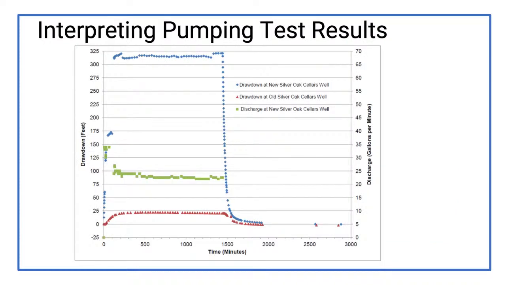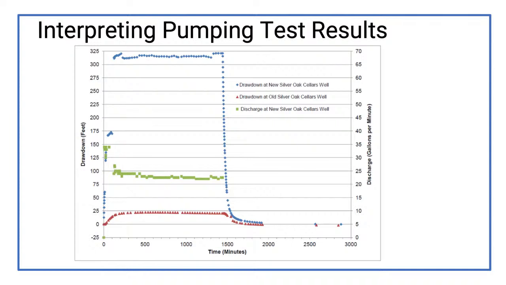So this is an example of an actual pumping test we did on a winery well in California. There were two wells there. There was an old well, and there was a new well we put in. The driller put the new well in the wrong location. They were actually looking for about a 50 gallon a minute well.